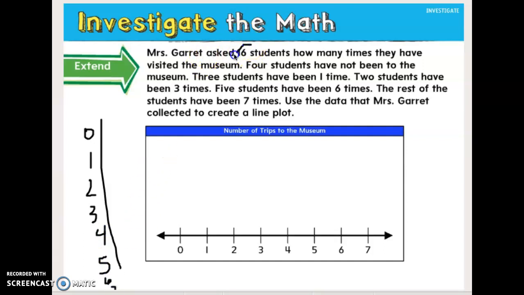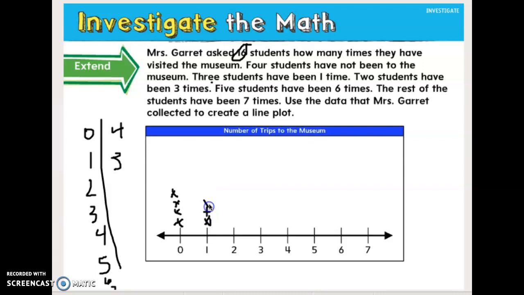So we need to make sure that our total adds up to 16. 4 have not been at all. So 0 is going to get 4 X's. And I'm just going to put those on there right now. And the 4th one. 3 students have been 1 time. So 1 time gets 3 marks.